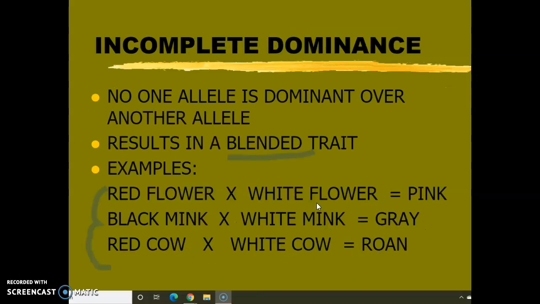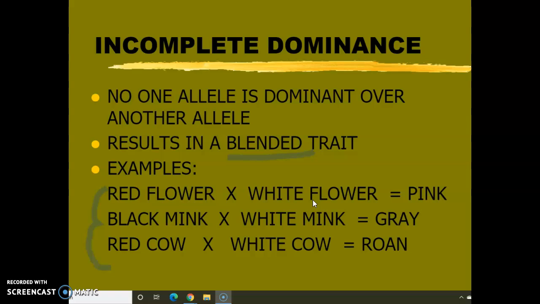Okay, then there's this thing called incomplete dominance. It produces a blended trait. A red flower and a white flower, in certain things like this thing called a four o'clock, makes pink flowers. Minks, they make coats. Those have been kind of not popular. They've been in the news a lot lately because of COVID. A black mink and a white mink will make a gray mink. And cows, a red cow and a white cow will make a roan. I'll show you a picture of that. It's not really a pink cow.